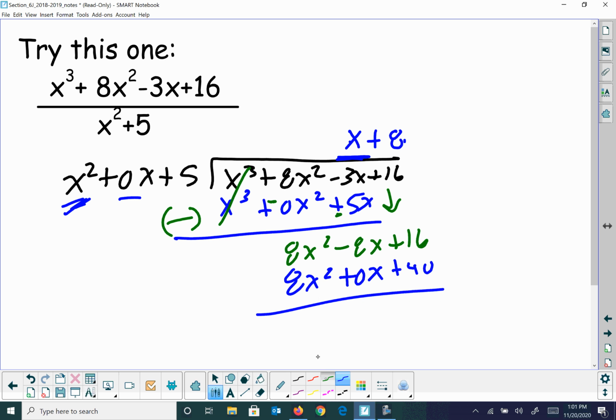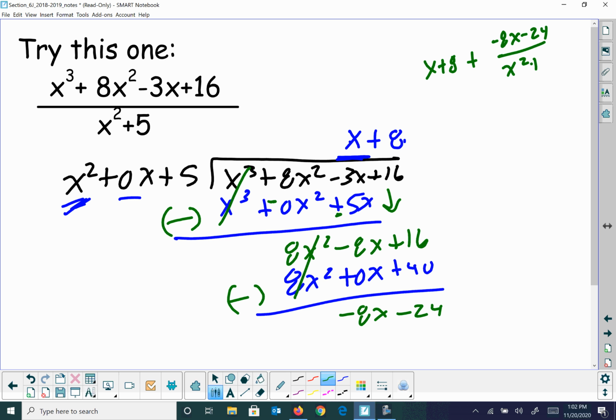And we're going to go ahead and subtract. So those cancel. That leaves me negative x squared. And 16 minus 40 is negative 24, I believe. So my answer is going to be x plus 8 plus negative 8x minus 24 over x squared plus 5. You could put the 0x in it if you wanted to. But that whole thing's my answer.